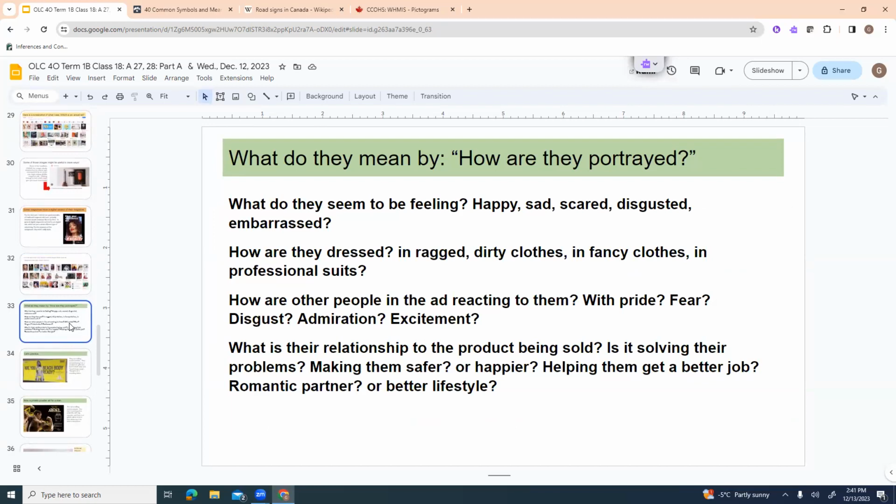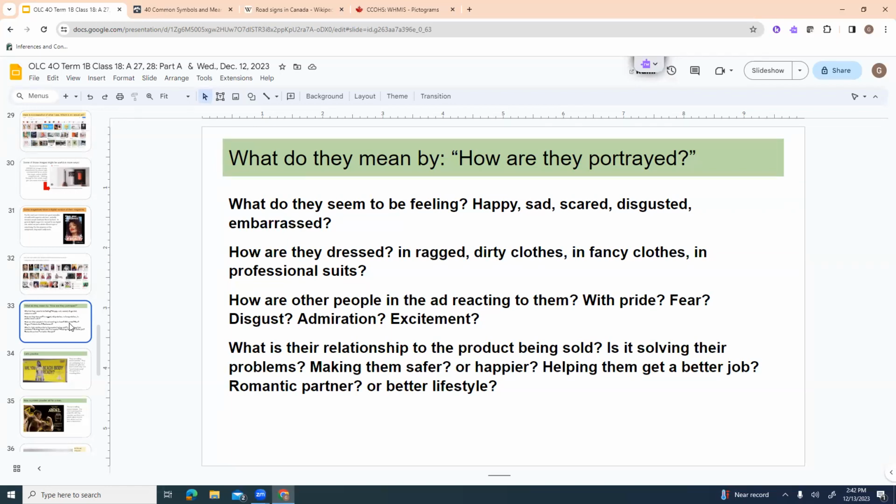Now, what do they mean by how are they portrayed? How do the people in the magazine ad seem to be feeling? Are they happy, sad, scared, disgusted, embarrassed? How are they dressed? Are they in ragged, dirty clothes, in fancy clothes, in professional suits? How are other people in the ad reacting to them if there's more than one person? Is someone else acting like they're proud of them, fearful, acting disgusted, admiring? Are they acting excited?